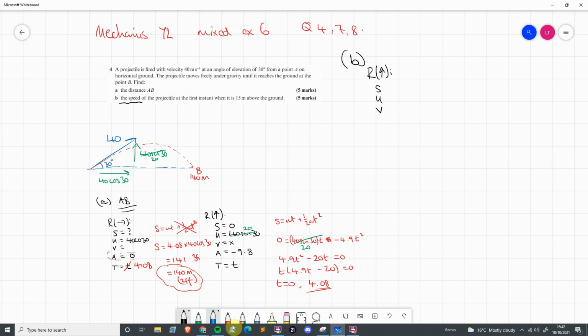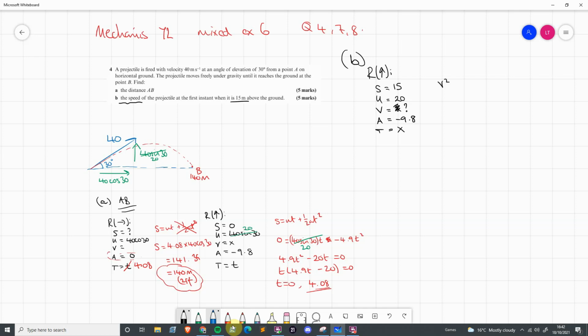So, suvat. Well, we know that s is going to be 15 because we're 15 meters above ground. The initial speed is still the same, that'd be 40 sin 30, which is actually just 20. Acceleration is minus gravity. And then v, oh, sorry, I should have put a question mark here because that's actually what we're interested in. And then time, not particularly interested in it, are we?